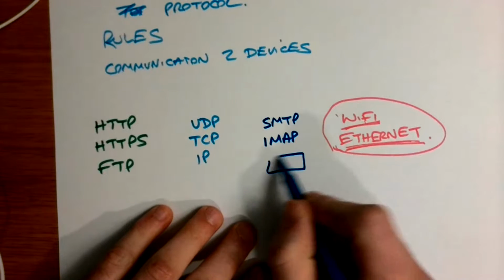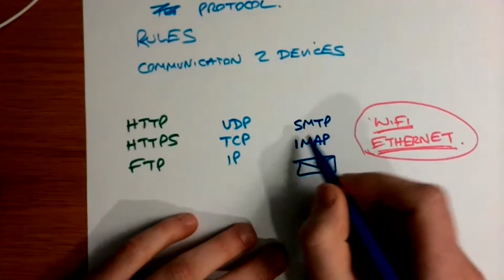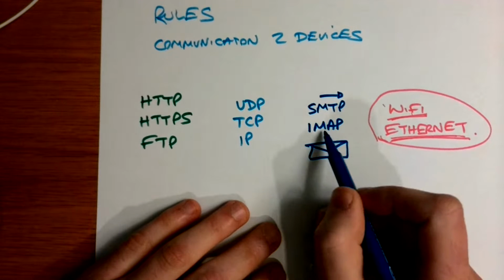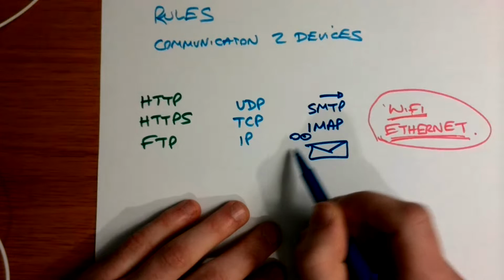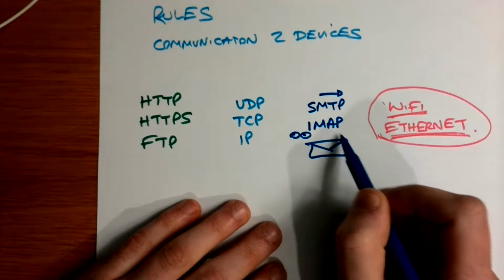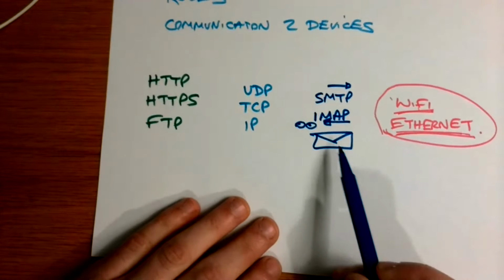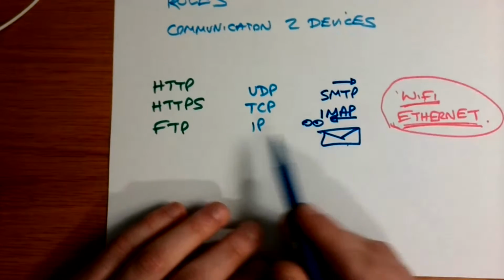Then you've got SMTP and IMAP. And SMTP and IMAP are both to do with your email system. The difference between the 2, SMTP is to do with sending mail over the internet. IMAP is for looking at a server. I'm going to draw some eyes. Looking at a mail server to see what has arrived in. So it's almost like receiving the email. And that's the difference between the 2. But they're both to do with email.